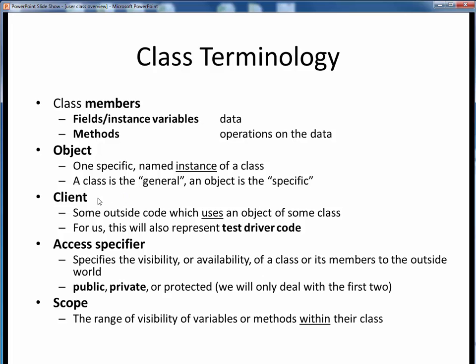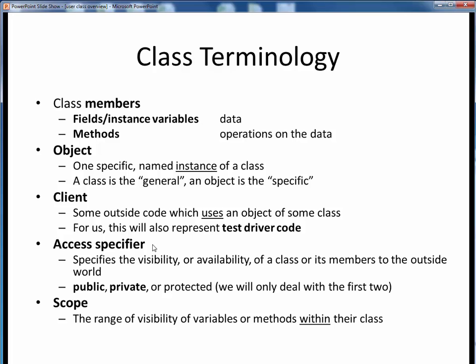A client is some outside piece of code which uses an object of some particular class type. For example, we've used the Scanner class quite a bit to obtain user input for our programs. Each one of those homework programs you've written has been a client of the Scanner class. Also, as we go forward with writing our own classes, clients will also represent the test driver code we write to test out our new classes.